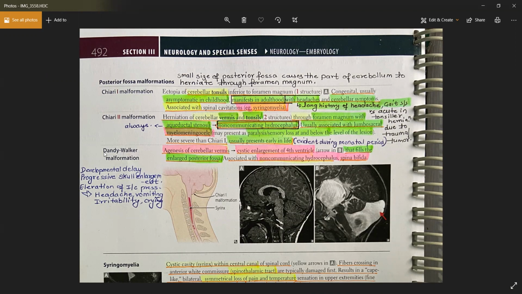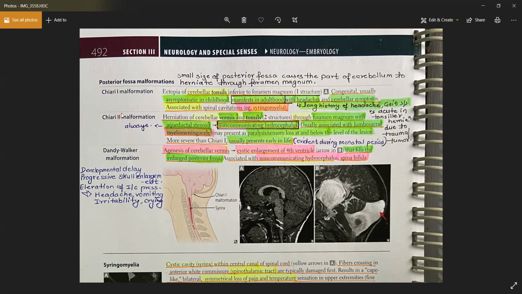Then you have the Dandy-Walker malformation, in which you're having an agenesis of the cerebellar vermis, right? And so you will be having a cystic enlargement of the fourth ventricle, because whenever space is present in your brain, the ventricles will be dilated. They will try to occupy that space. As a result, we will get the cystic enlargement of the fourth ventricle that will fill the space which is present in the posterior fossa.